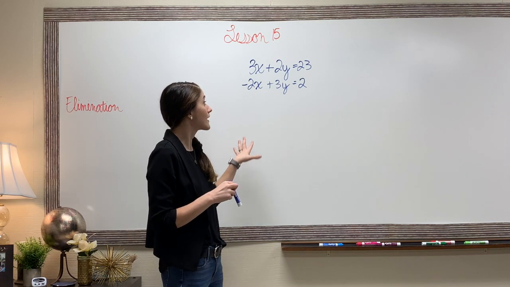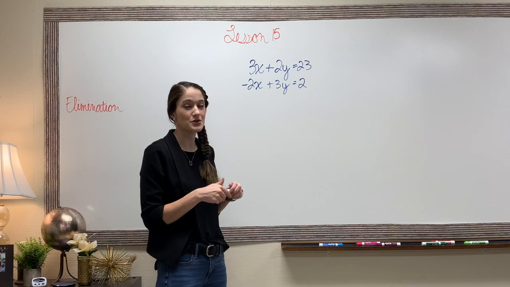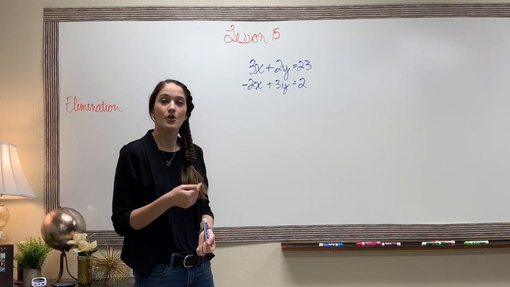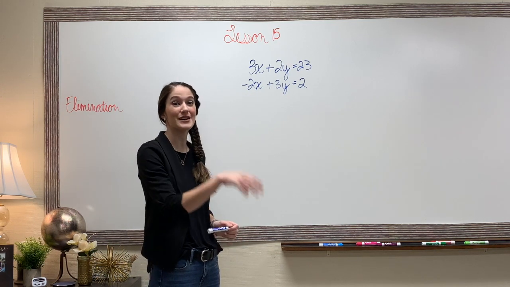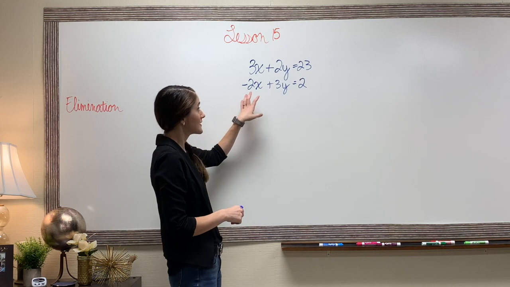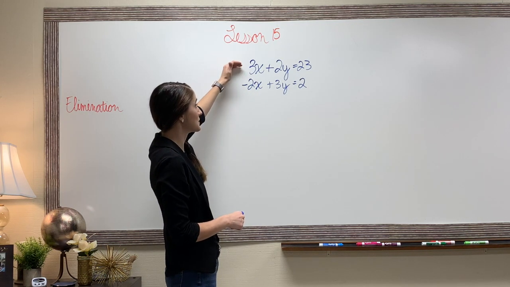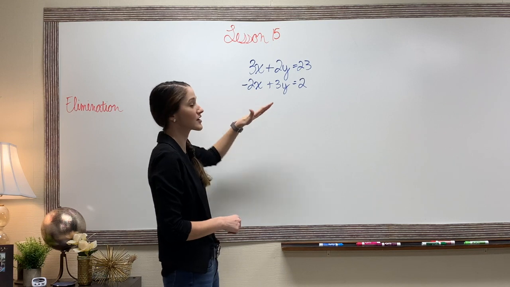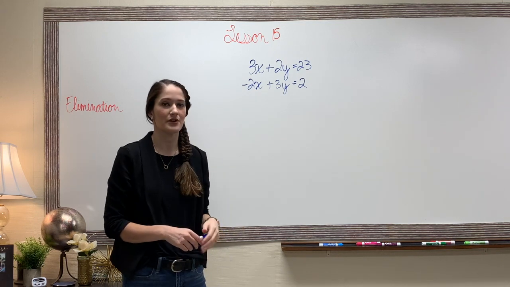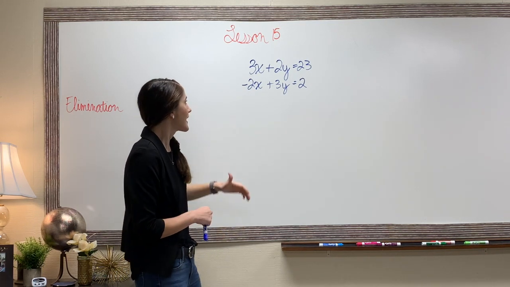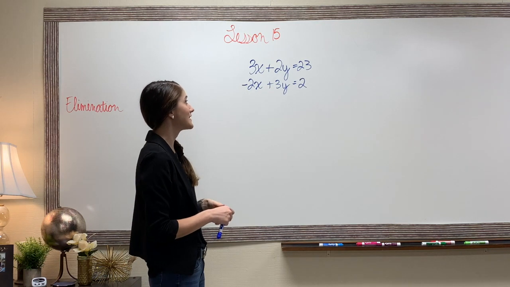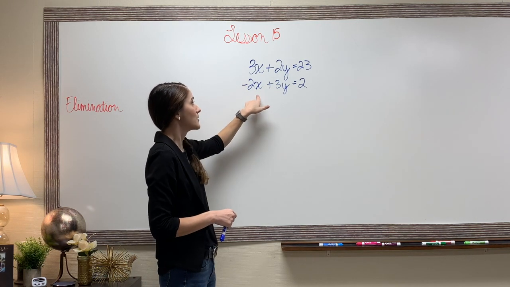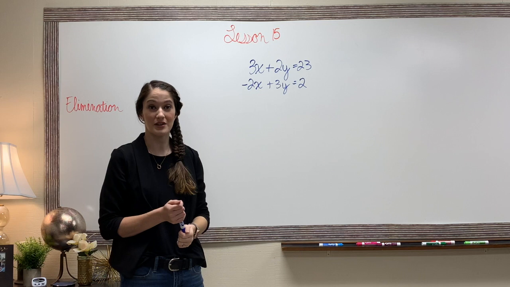This is not like substitution. In substitution, our goal is to isolate one of our variables and then to plug it into the other equation. In this instance, they want me to be able to add my two equations together and eliminate one of the variables. That's why it's called elimination. And looking at these two equations as is, if I were to add them together, my x and my y, neither of them would be eliminated.